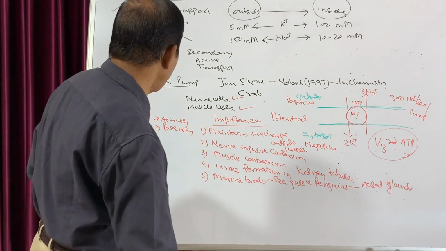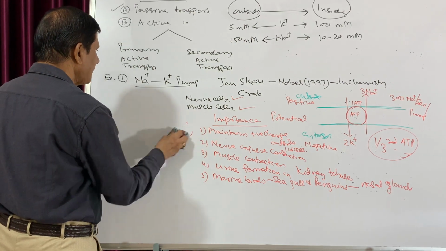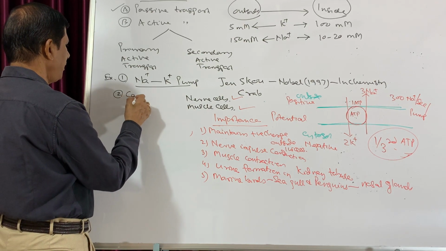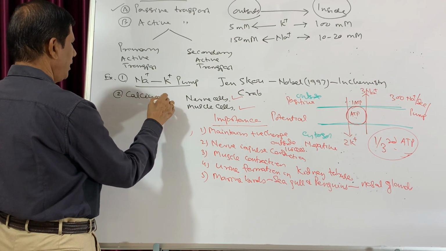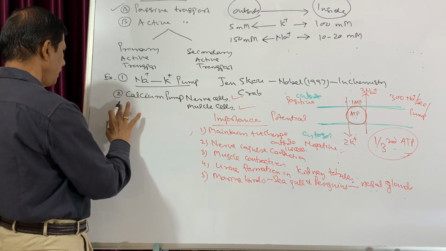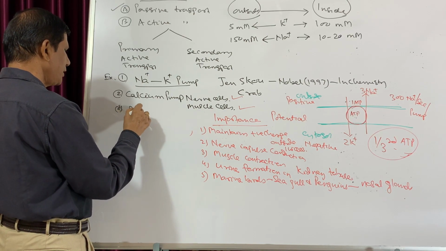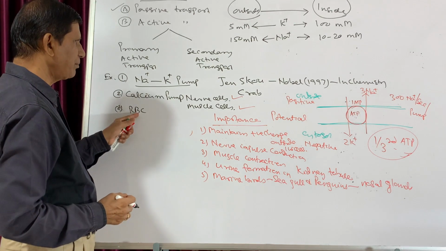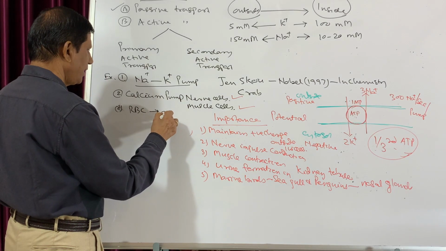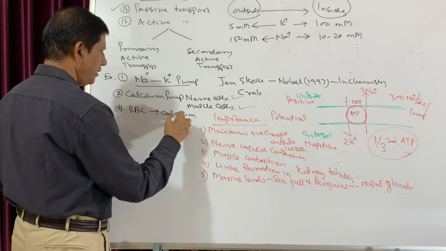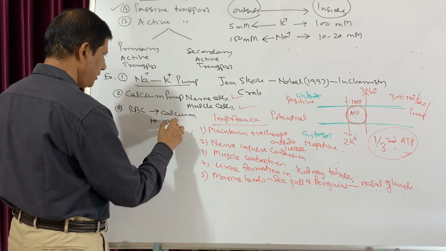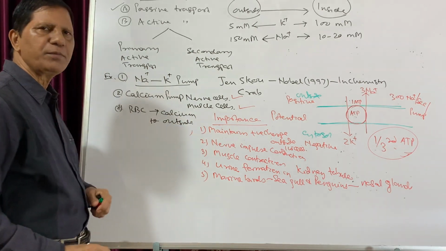Then there is a second example. The second example is that of the calcium pump. This calcium pump usually operates in two cases. The first example you can take is that of the RBC. In RBC the calcium pump operates. That means from the RBC, calcium moves outside.